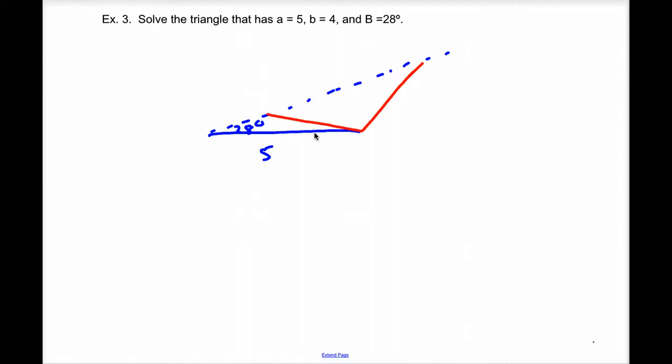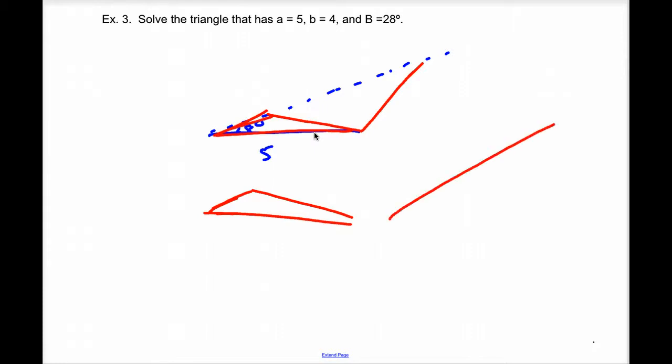Which one am I asking for? Am I asking for this one right here? That's this guy. Or am I asking for this one right here? So that causes an issue. I'm actually going to find both. This is 28. This is 28. This is 5. This is 5. B is across, so this is 4. This is 4. And let's see what we got from there.